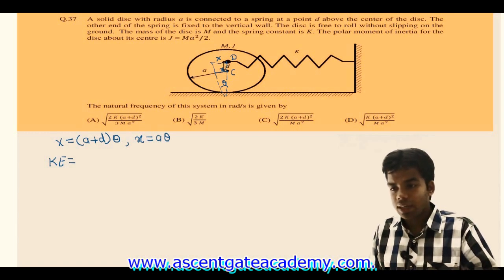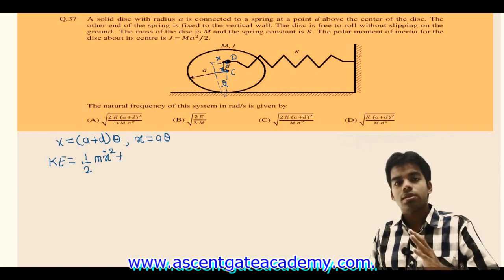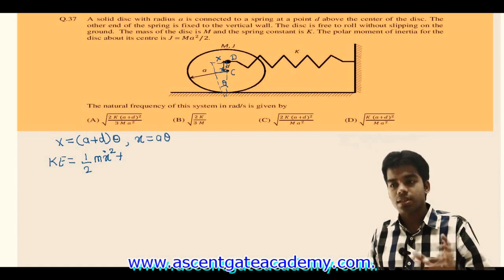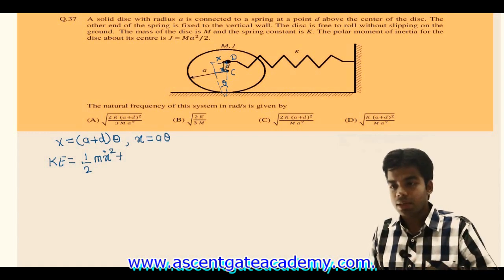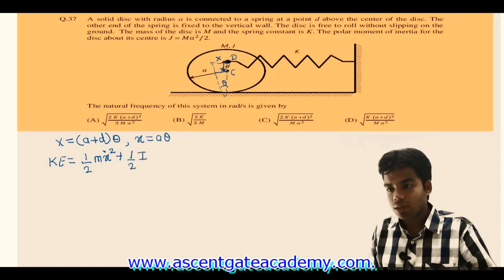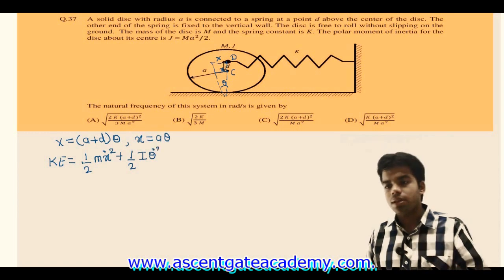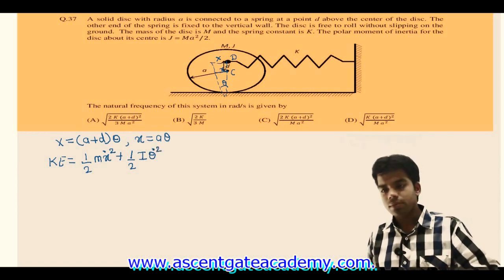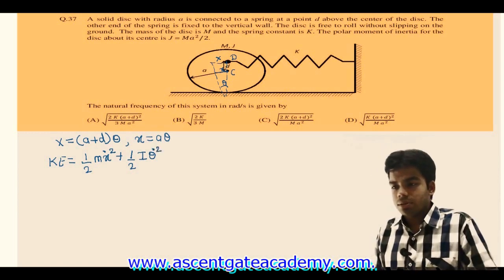So total kinetic energy will be equal to half m small x dot square, half mv square. This is linear kinetic energy. Why are we taking small x? Because we are considering the center of the disc. Plus the rotational kinetic energy, which will be equal to half I theta dot square. The value of I is also given. Now just put the values.